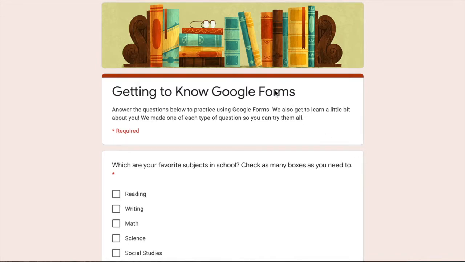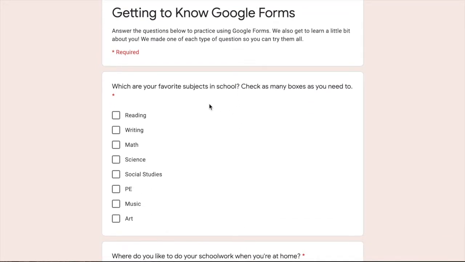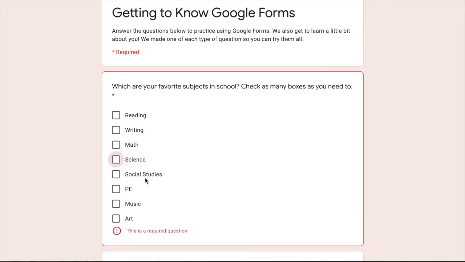There'll be the title and some directions at the top. The first question is a checkbox question. So in this case, what are your favorite subjects in school? Check as many boxes as you need to. So you can do just that. Maybe it's those three, or whichever you choose. Because this isn't a quiz, there's no wrong answers here.